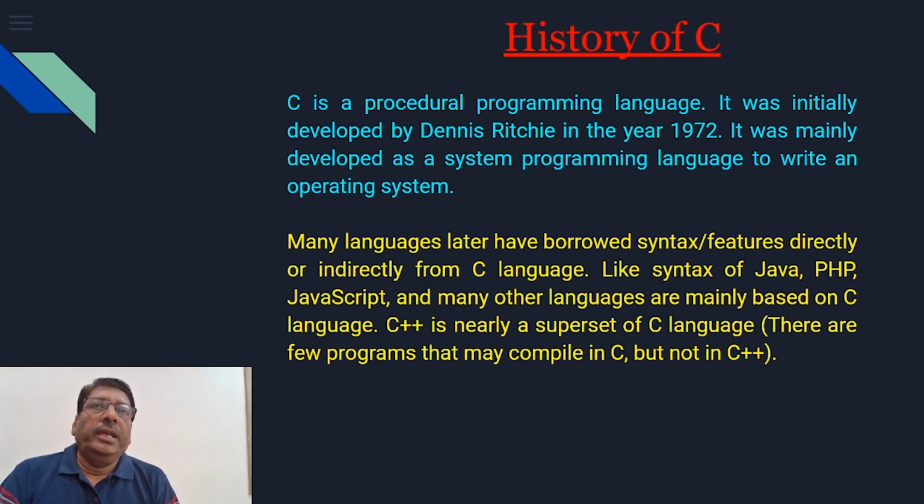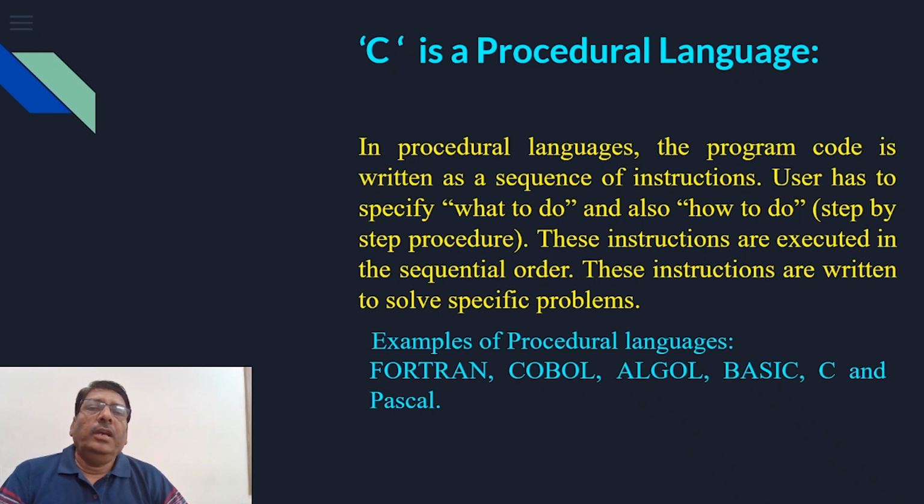Languages like Java, PHP, JavaScript, and many others are mainly based on C language. We also have a language called C++, which is nearly a superset of C language. We also say C is a procedural language.